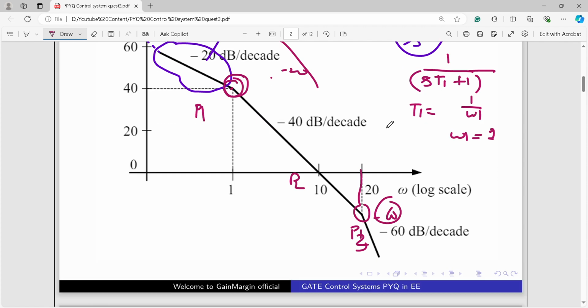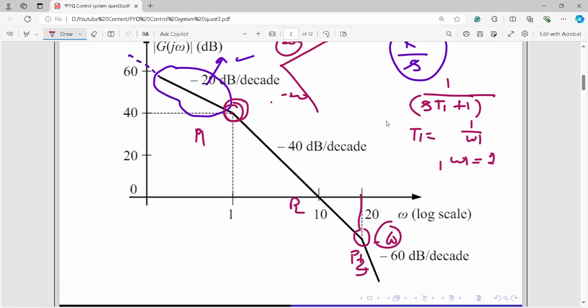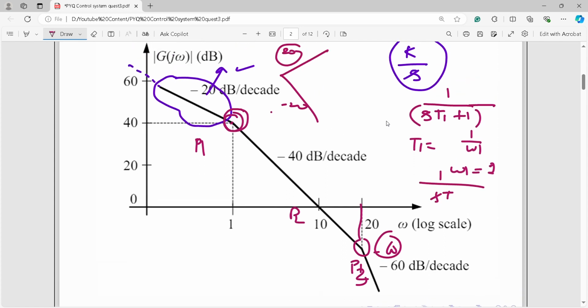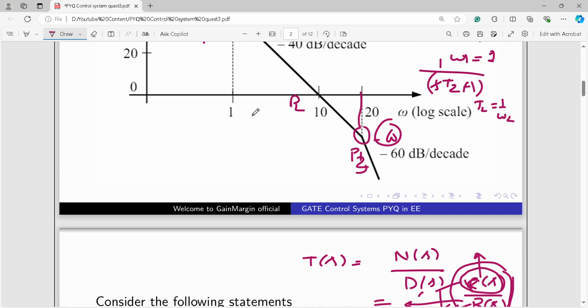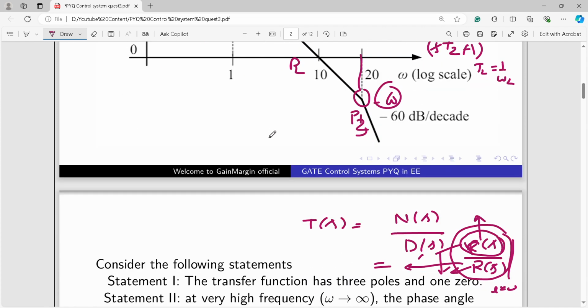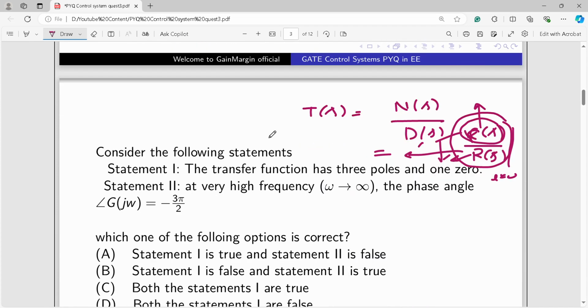Okay, so for one more pole here we can say 1 by s t2 plus 1, where t2 is equal to 1 by omega 2. Okay, there is no numerical value in this question actually. We only need to apply logic to solve this question.